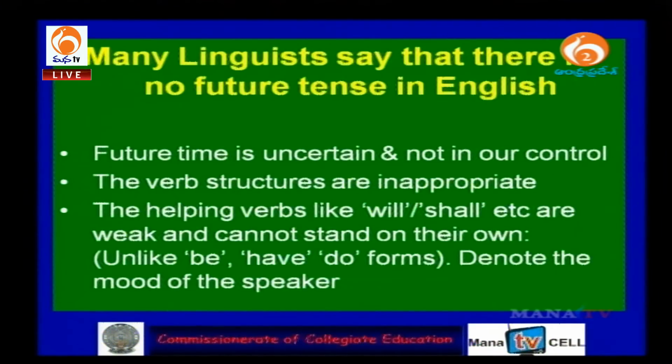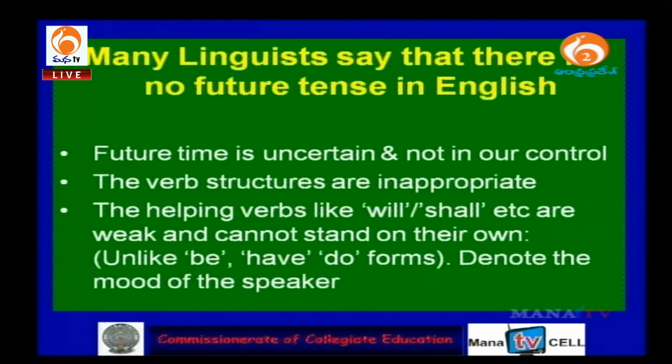Why? Look at the second bullet. The verb structures as we have shown or as we have learned are inappropriate. They are not suitable for representing future time at all. The helping verbs, this is the most important reason. The helping verbs like will or shall are very weak and they cannot stand on their own. If you take examples for be forms in the present tense, is, am, are, these three are the be forms in present time. They can stand on their own.